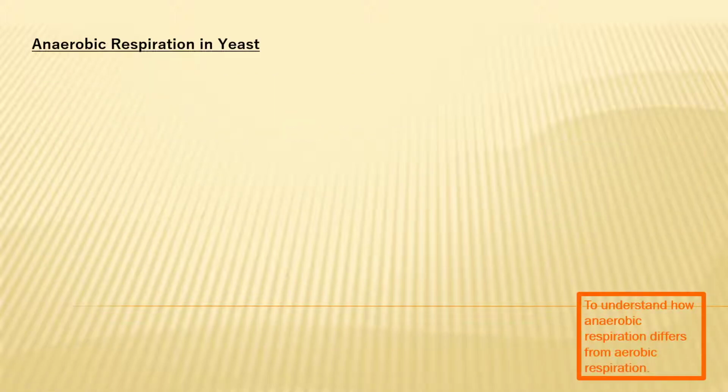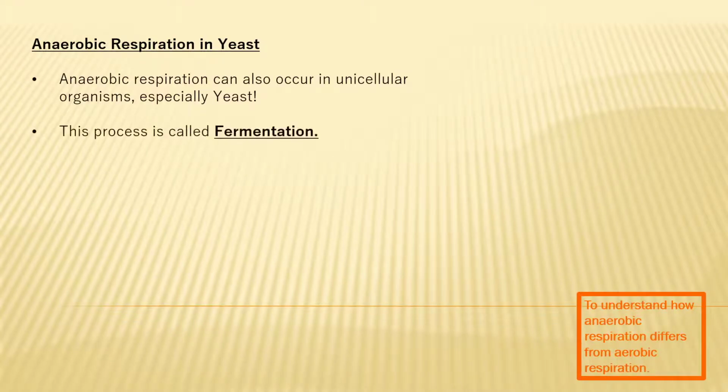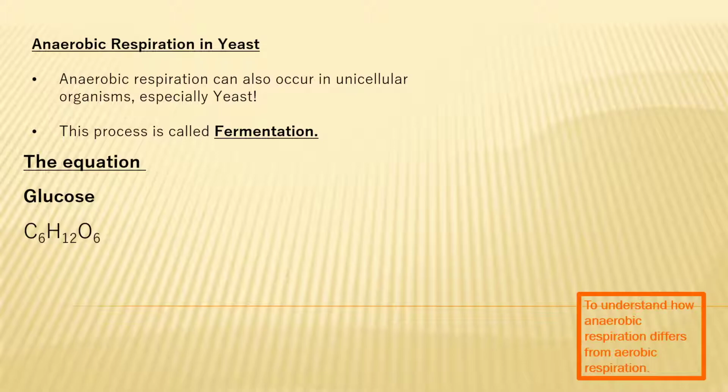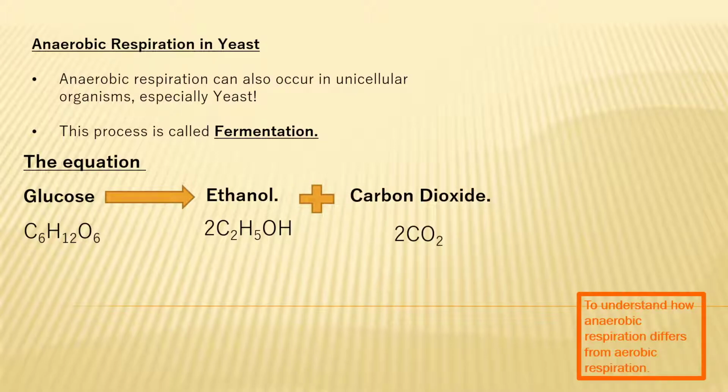Anaerobic respiration can also occur in unicellular organisms, and the most common one that we will see is yeast. This process, however, is called fermentation. Now, you may have heard of this word before because it does have many uses, but we're going to be focusing on the equation first. Again, our sugar is glucose. Now, this will produce ethanol and carbon dioxide.